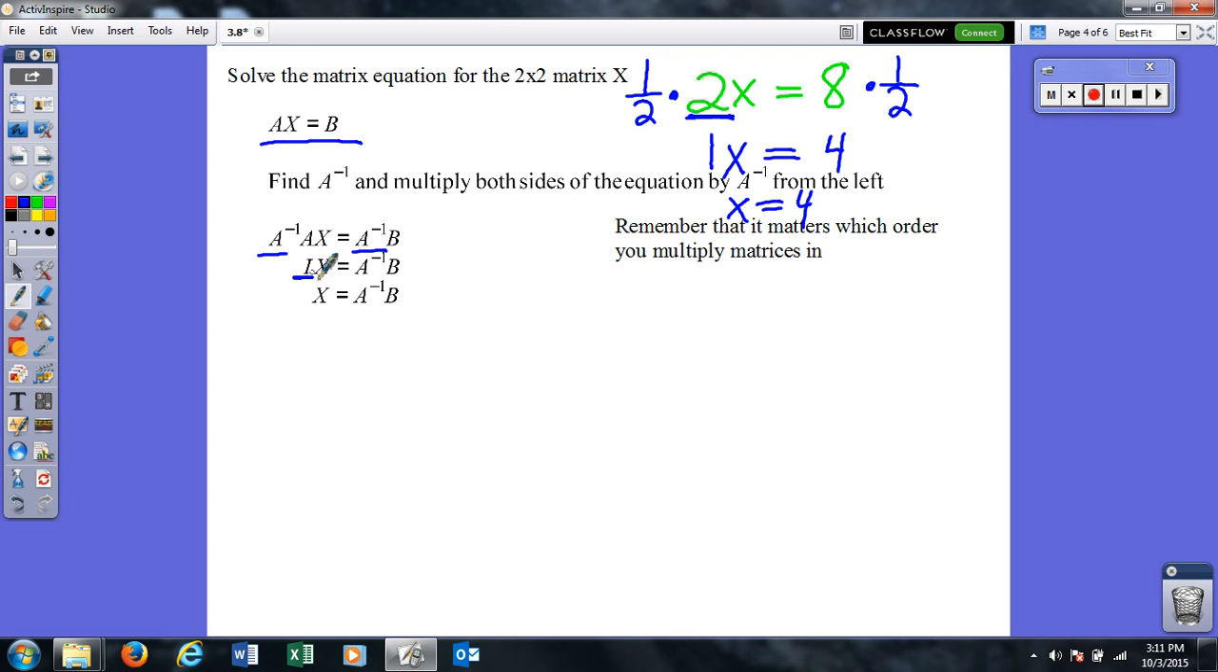Well, again, the identity matrix times x is really just x. So just like over here, 1 times x is really just x. The identity times x is just x. So what you're left with, the solution to the equation, is the inverse of matrix A times b. Just like over here, the inverse of 2, which is 1/2, times 8 is equal to x.